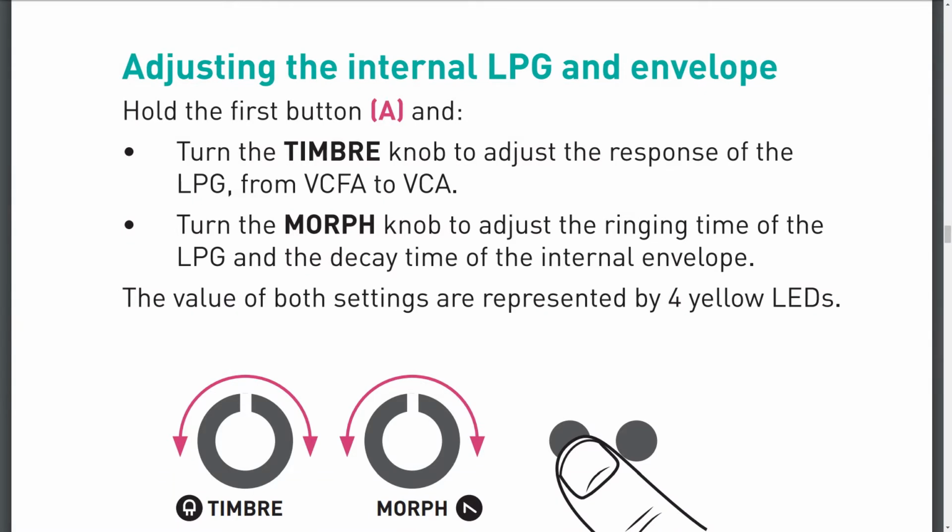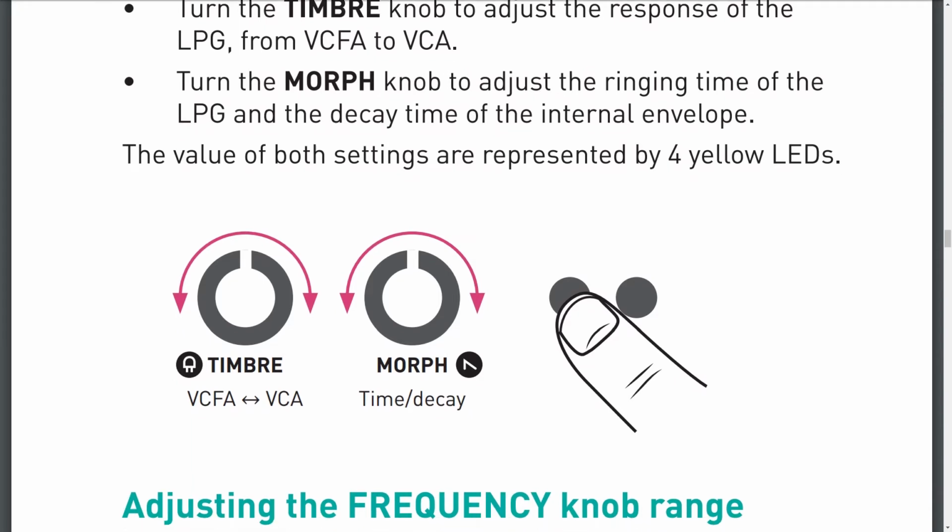Adjusting the internal low-pass gate and envelope. Hold the first button, A, and turn the timbre knob to adjust the response of the low-pass gate from the voltage-controlled filter amplifier to the voltage-controlled amplifier. Turn the morph knob to adjust the ringing time of the low-pass gate and the decay time of the internal envelope. The value of both settings are represented by 4 yellow LEDs.